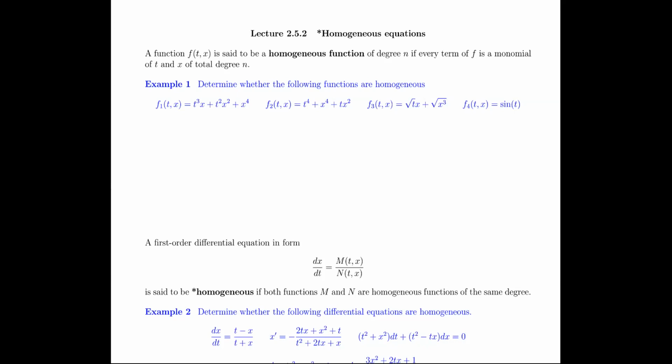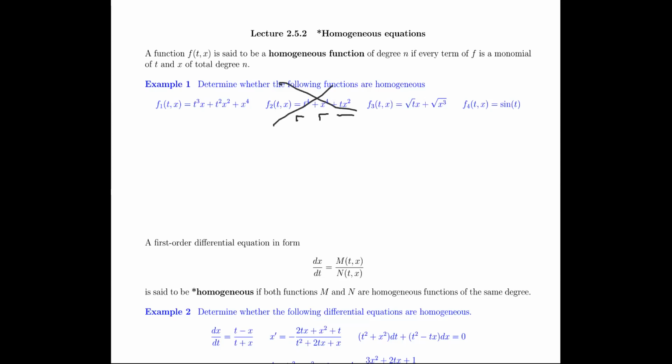Determine whether the following functions are homogeneous or not. So here we have a monomial t cubed x, which has total degree of 4. We just add the sum of our degrees there. This monomial is also 4, and this monomial is also 4. So since all of those monomials have the same total degree, this is a homogeneous function. Let's look at the second one. Well, this one has degree 4, degree 4, degree 3. So this is not a homogeneous function.